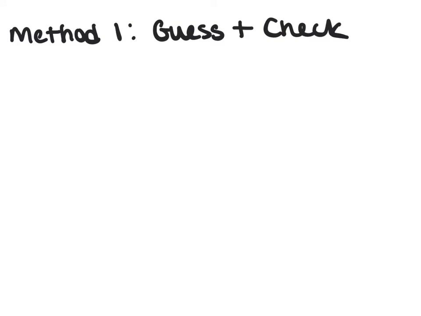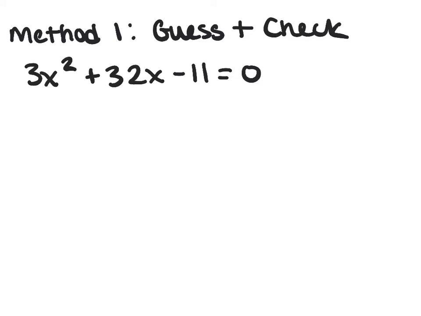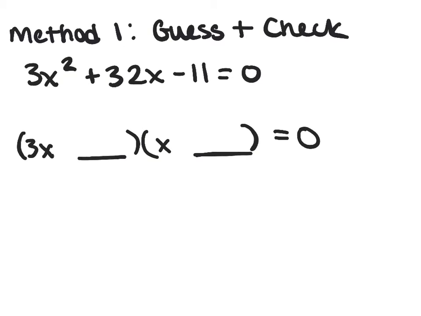Now the first method we're going to use to possibly factor and solve is guess and check. So we have 3x squared plus 32x minus 11 equals 0. We know that our factors are going to be the two blanks, and we need to figure out what we're going to fill in. Now because there's something in front of the x squared, it's not just x and x. However, because it's 3x squared, we know it's just going to be 3x. And we need to figure out what goes here.